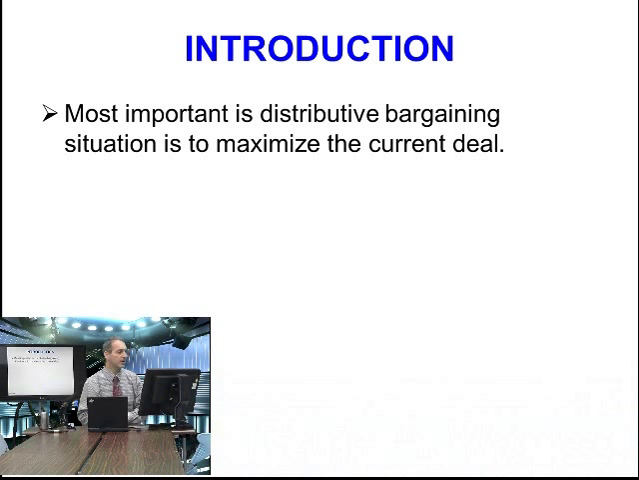The most important thing in distributive bargaining is to maximize. What does maximize mean? We've already talked about this. It means get the most that you can. It doesn't mean that you have to get everything that's on your list. It doesn't mean you have to get everything that's in your goal package, but you try to maximize. You try to gain the most and lose the least.